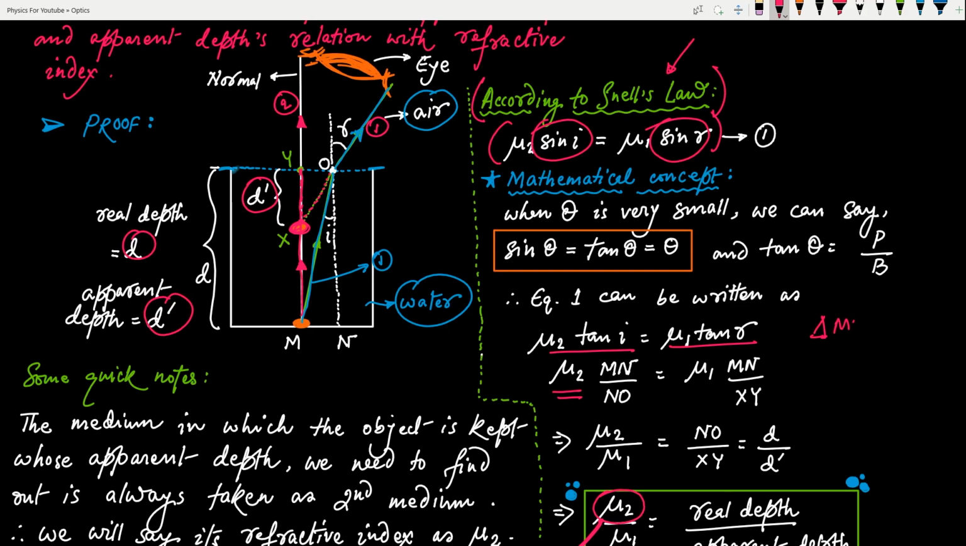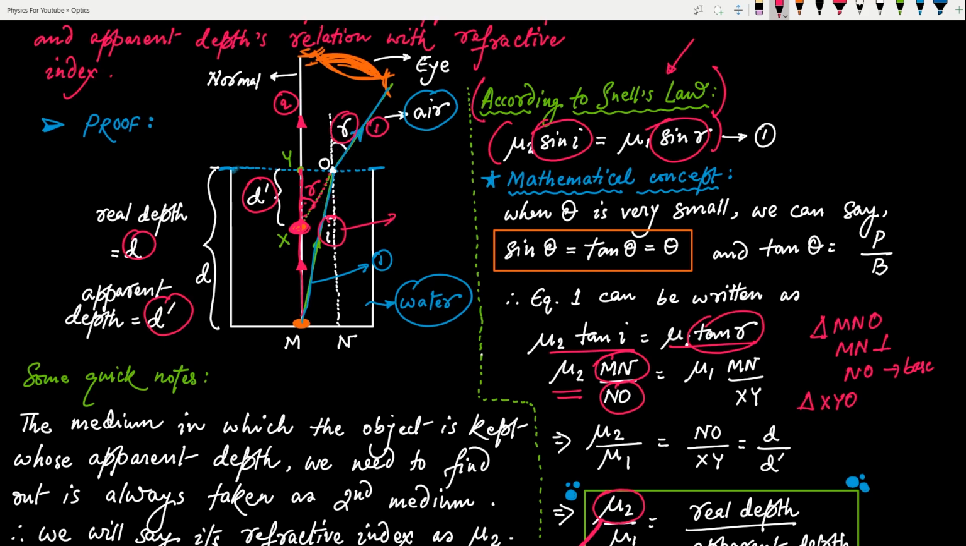In the triangle MNO, if you take angle I as the reference angle, then we will see that MN is actually the perpendicular and NO is actually the base. So we can say MN is perpendicular and NO is base. Similarly, when we are taking tan R, we will take the triangle XYO. Okay, in triangle XYO, now look at this diagram again. If this is angle R, then this will also be angle R. How? Because this angle and this angle are corresponding angles. Okay, therefore if that is angle R, this has to be angle R.